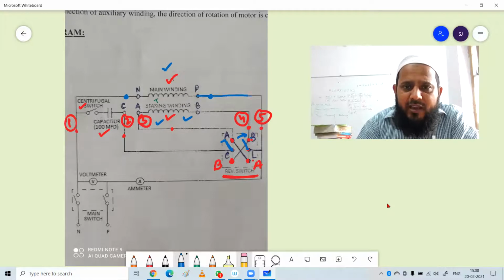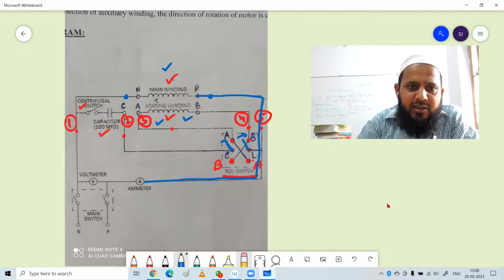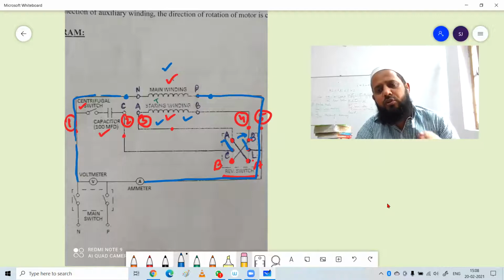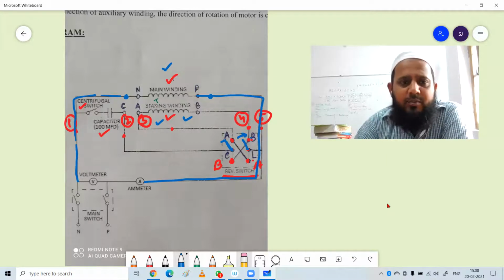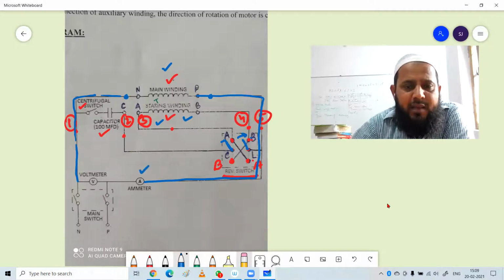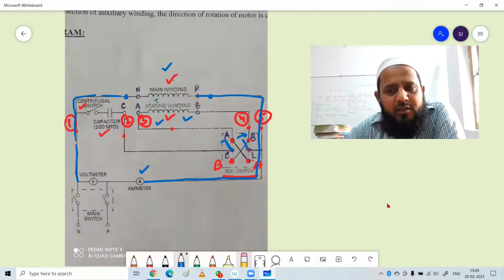और ये जो मेन वाइंडिंग है इसको आप देख सकते हैं, it is directly connected to the supply mains with the help of these terminals, that is 1 and 5, and a voltmeter is connected to take the reading of voltage, which is basically voltage across the main winding, and an ammeter is also connected to measure main winding running current as well as the starting current.